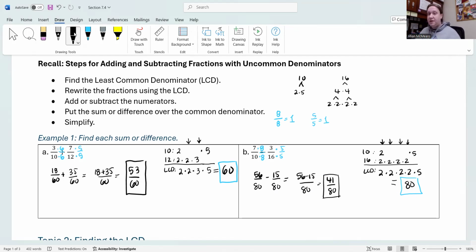So you have to remember these steps for adding and subtracting fractions that have different denominators, because these same steps are going to come up when we talk about rational expressions, okay?